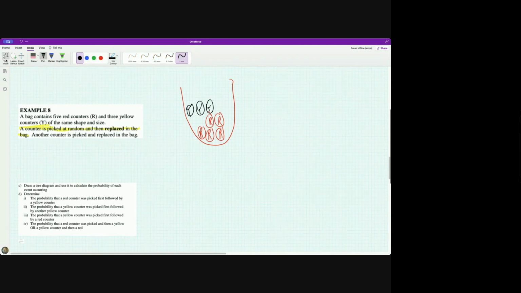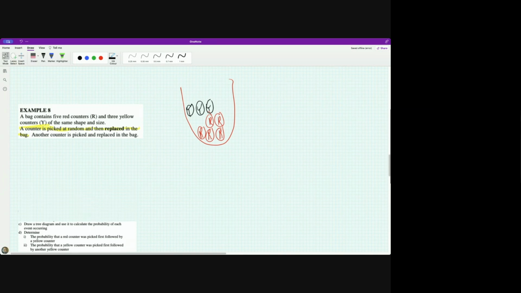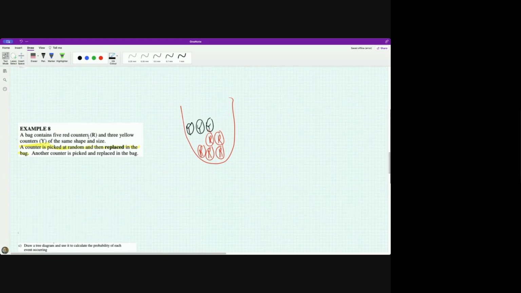So I'm going to give you a minute and see if you can draw a tree diagram that represents this situation. I'm not even going to ask you a question yet. I just want to know, you are picking something out, putting it back, picking it again. Can you draw a tree diagram for the situation? And when you've had a chance to put a tree diagram in there, I want you to put D for done in there.